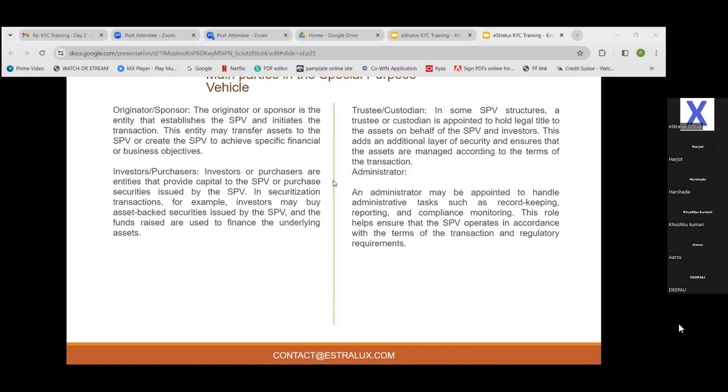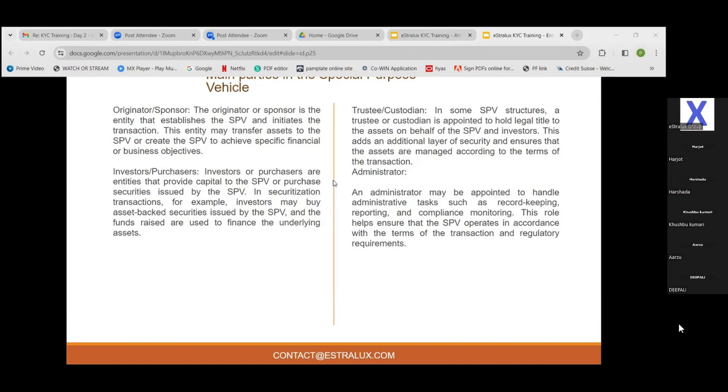And then lastly, an administrator may be appointed to handle tasks like record keeping and reporting, because if a legal entity is formed, the management has to be taken care of. It cannot be that if ABC has created XYZ, ABC people will manage XYZ's things. No, because XYZ is a separate legal entity. Everything XYZ does is in its own name, very distinct from the main ABC Company Limited. So there has to be someone who manages and administers that.